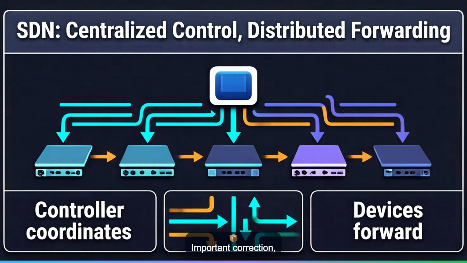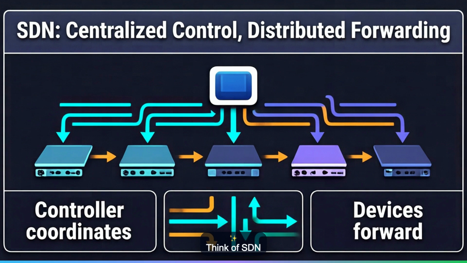Important correction: SDN does not centralize the data plane. Routers and switches still forward traffic locally and at line rate. What changes is where control decisions are coordinated. This controller-based model makes programmatic, repeatable changes practical, while preserving distributed packet forwarding in the infrastructure.